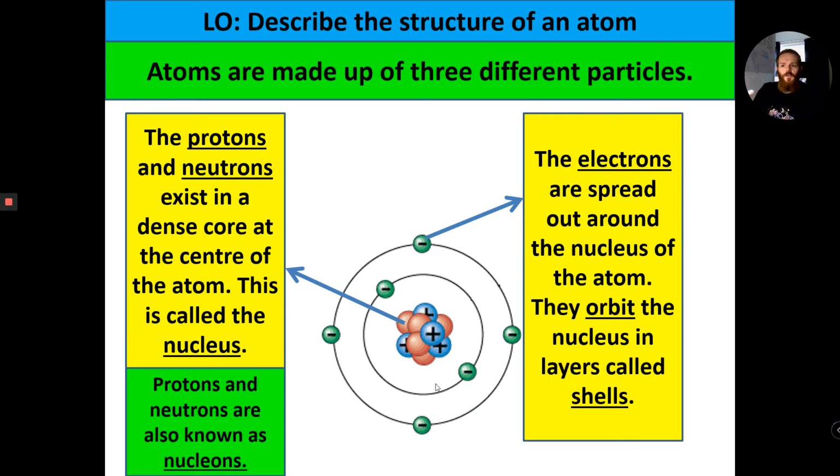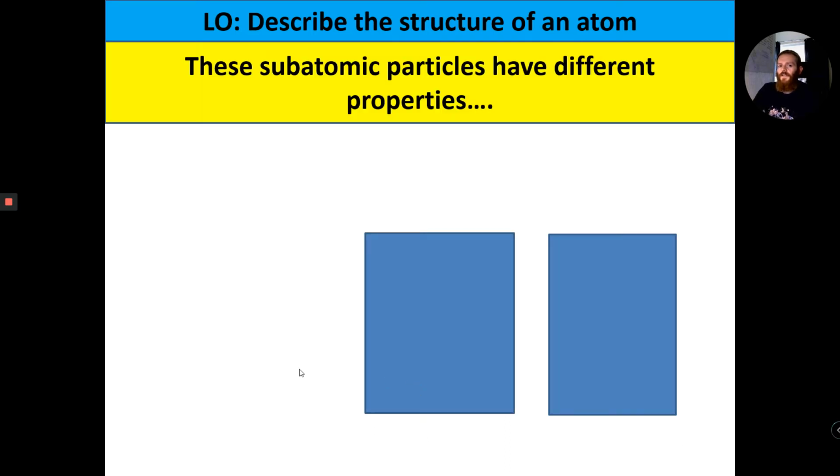You might hear these called subatomic particles as well. Subatomic just meaning below the size of an atom, which makes sense because if these are the particles making up an atom, of course they must be smaller than the atom itself. Okay, so subatomic particles is the name for any of these. So a proton, a neutron, an electron, they're all subatomic particles. These two in the middle, protons and neutrons, are sometimes called nucleons, and then obviously the electrons orbit around the nucleus in layers called shells.